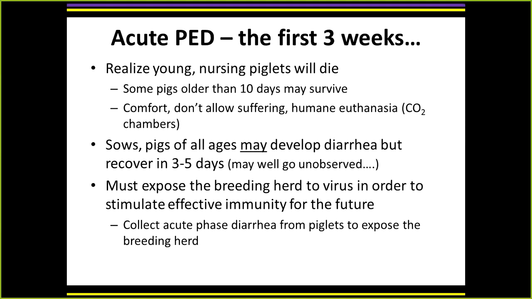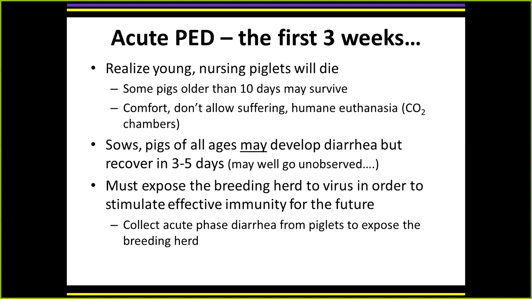What we have to do in order to develop immunity is to get the entire breeding herd, the pregnant sows, exposed to the virus so that they will then develop antibody to pass on in their milk for the litters that are going to be born in the future. It takes about 2 to 3 weeks after initial exposure to develop that immunity and protect the pigs. So that's the lag time of 3 weeks.